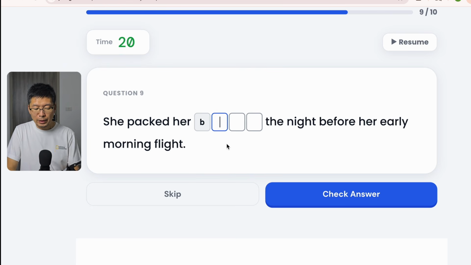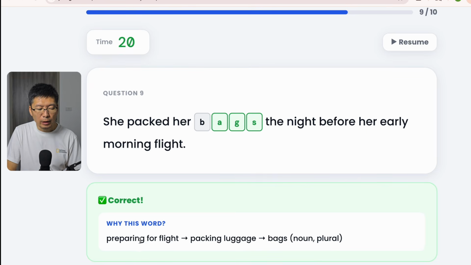Okay, I think the answer is bags. It's a bag, but it's not only one, so it's bags. Let's check. Okay, preparing for a flight and packing luggage. Because we only have 4 letters, it's bags, and it's a noun and plural. Okay, so that's the question.